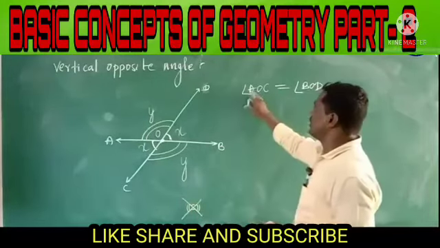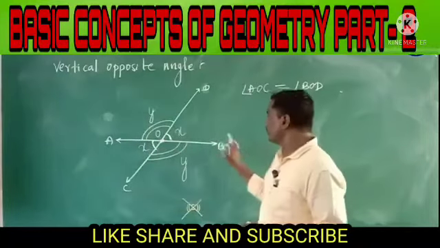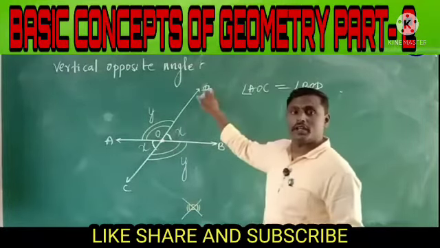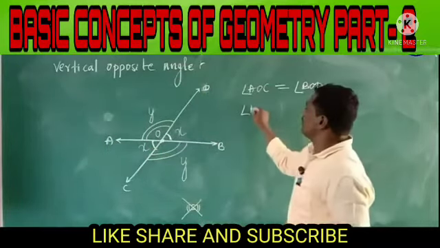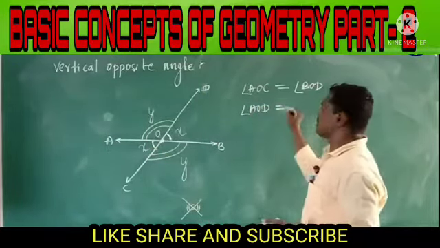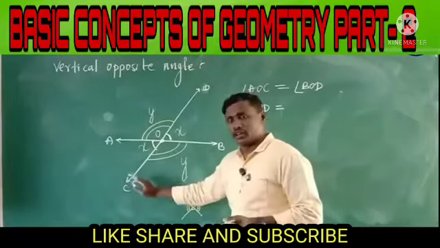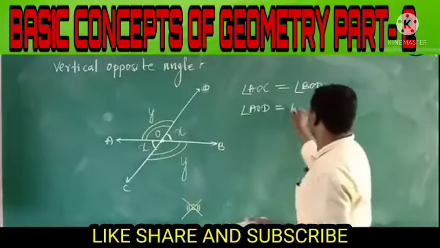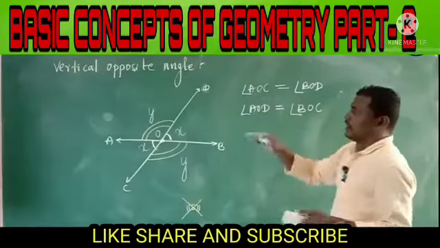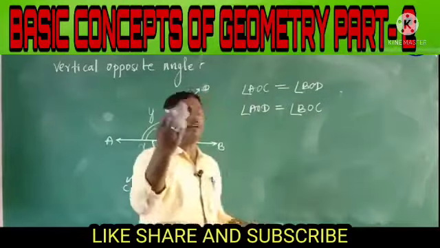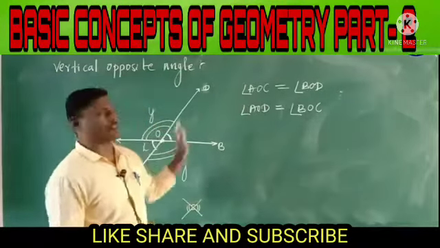So angle AOC is equal to angle BOD. One more pair is there, angle AOD is equal to angle BOC, or you can take COB. So by intersection of two lines we get two pairs of vertically opposite angles, right?